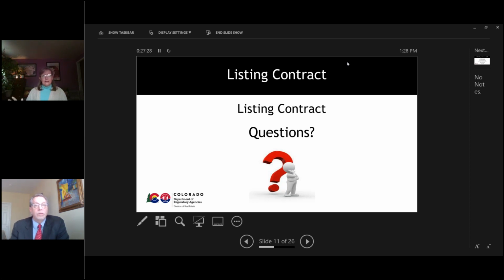So this concept of I'm just going to pay a real estate broker $500 to put my property in the MLS and advertise it in there, that's a violation of our license law for a real estate broker to do that. And the Real Estate Commission does discipline brokers' licenses for that behavior.